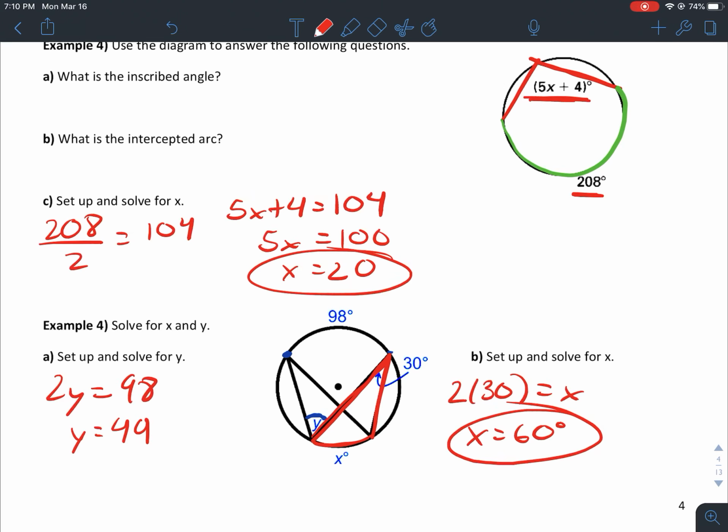So to summarize what I just went over, the idea is that an inscribed angle is half the measure of the intercepted arc, and vice versa. The intercepted arc is twice the measure of the inscribed angle. So just keep in mind that the inscribed angle should always be smaller. The angle is smaller than the arc in this case.